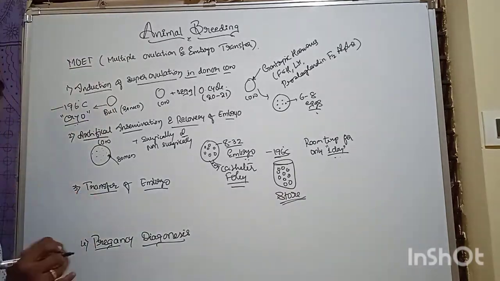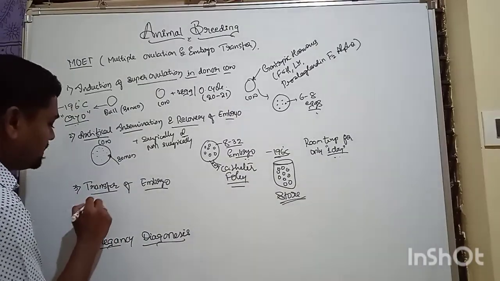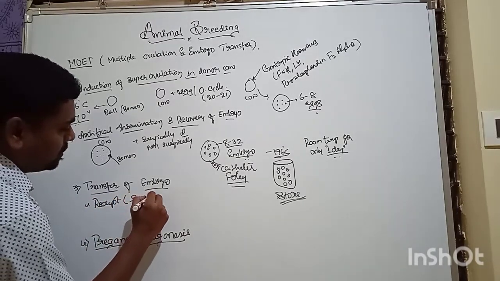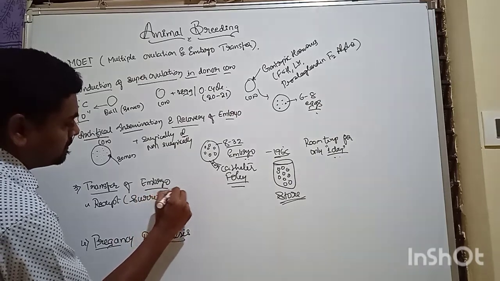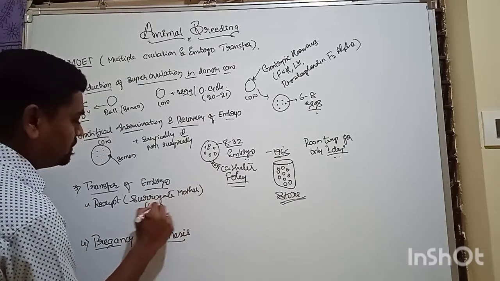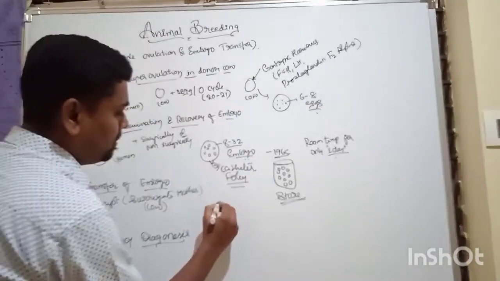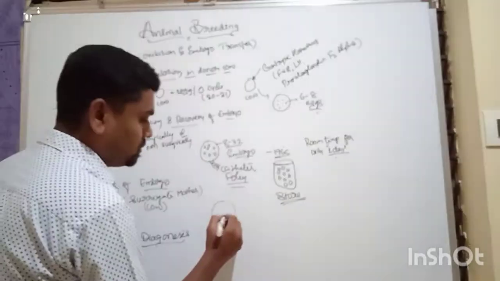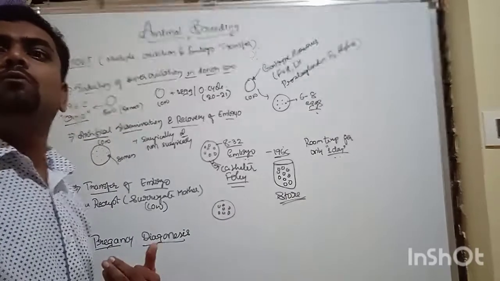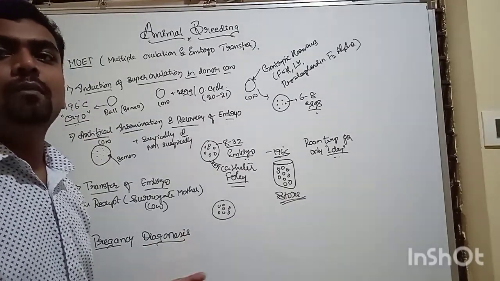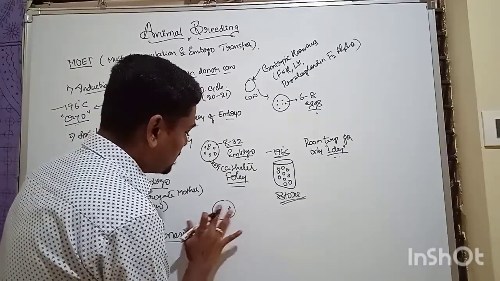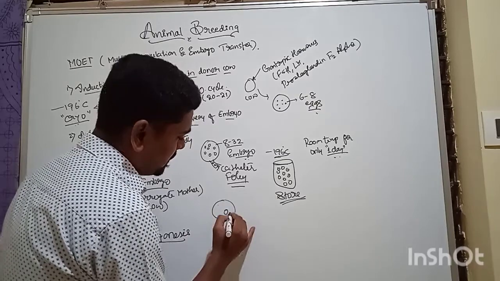Now comes the transfer of the embryo. Where do you transfer? Recipient. Recipient is nothing but the surrogate mother. Surrogate mother is nothing but a cow. Okay, here the cow. I'll transfer those embryos here. It may be 1, it may be 2, depending upon my capacity, my yield, my desire. Okay, I assume I transferred only one embryo in the surrogate mother.